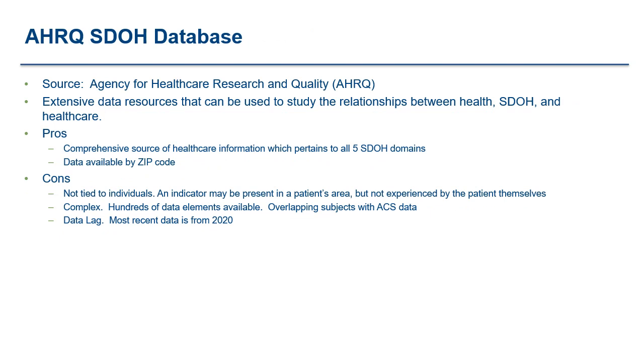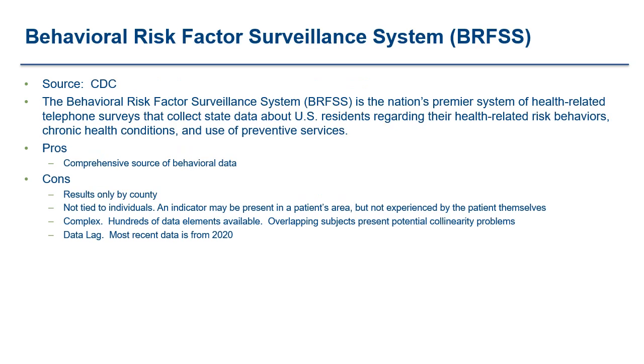The AHRQ, Agency for Healthcare Research and Quality, has a social determinants of health database. It is a comprehensive source of healthcare information, available by zip code. Again, one of the issues here is it's not tied to individuals, and zip codes are very arbitrary in terms of their borders or anything else. It is also complex, with hundreds of data elements available. It can also overlap with the American Community Survey data within the census data. And we also have a data lag on that system as well.